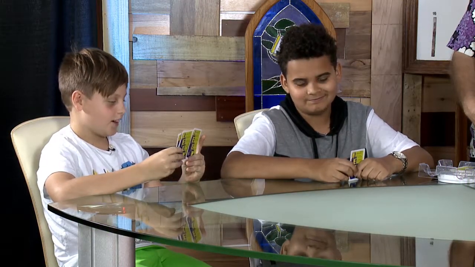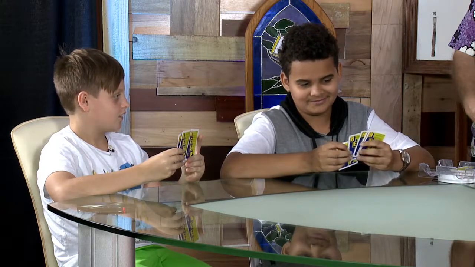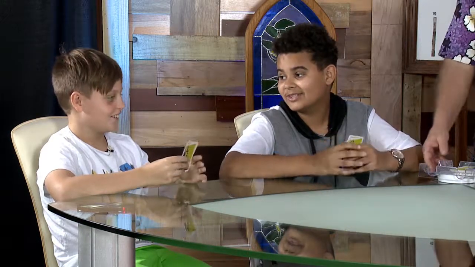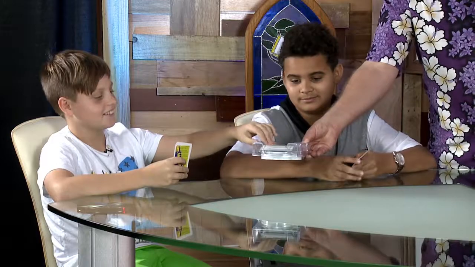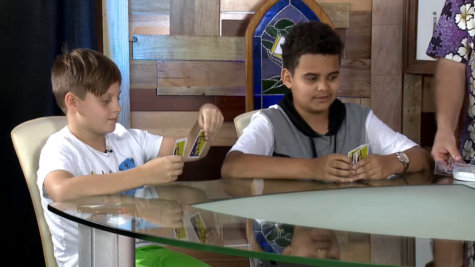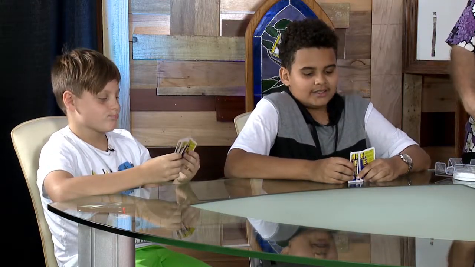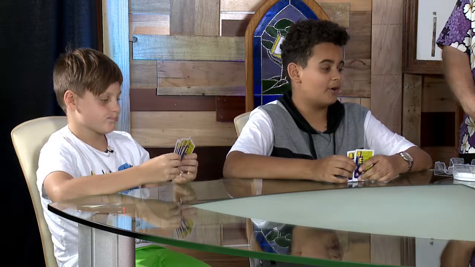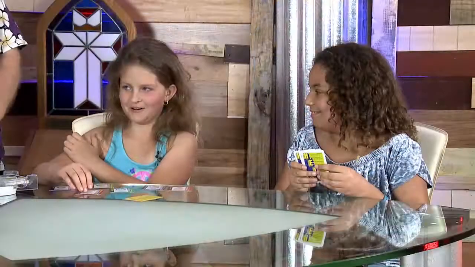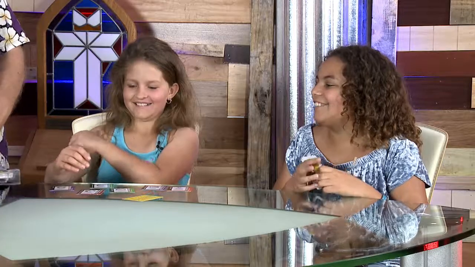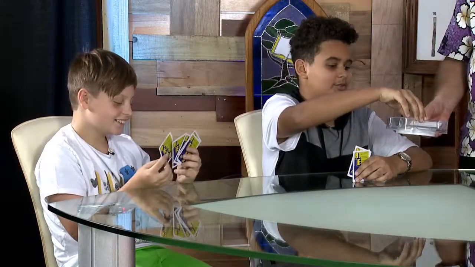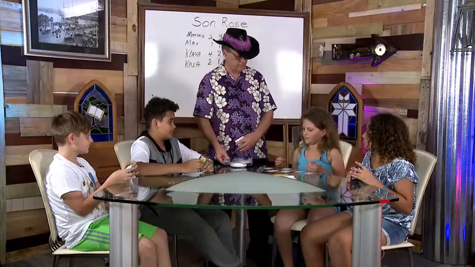Max, do you have a writing of Moses? No. Okay, you get to draw. Max, it's your turn. Clara, do you have an author of Paul? No. Why do you say get wrecked? Okay. Draw. You don't have an author. It's your turn.